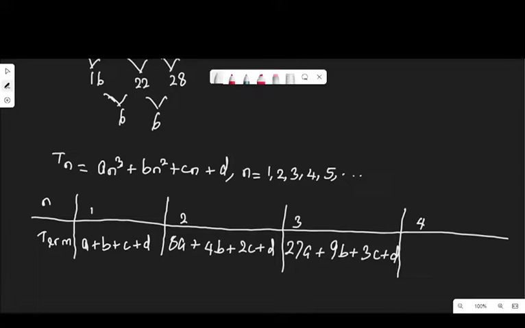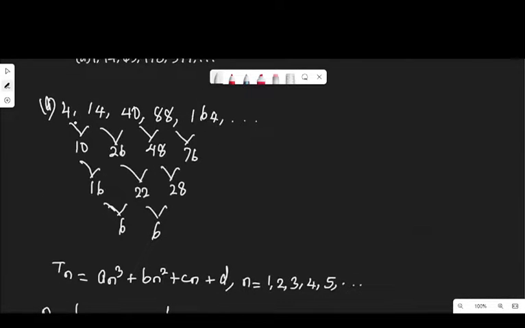Now when n is 4, put in 4 here. 4 to the power of 3 is 64, that is 4 times 4 times 4. 64a. Plus 4 to the power of 2 is 16, that's 16b. Plus 4 times c is 4c, plus d. And then I have up to how many terms in this sequence?